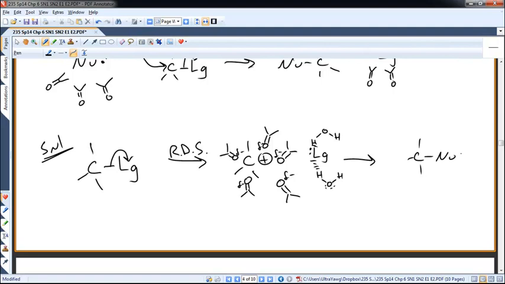And like I said before, examples of polar protic and polar aprotic I gave you already. One more, DMF stands for dimethylformamide.